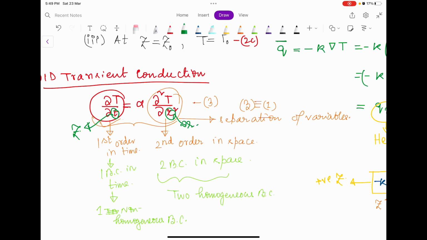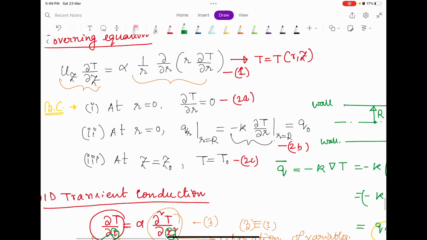So in that case also, if the problem has to be solved by the separation of variable method, then you should have one non-homogeneous boundary condition in Z and two homogeneous boundary conditions in X. Okay. So you can study in detail in any good mathematics book about the separation of variables, and we will also solve one problem, or maybe more problems, by the separation of variable method in convection.